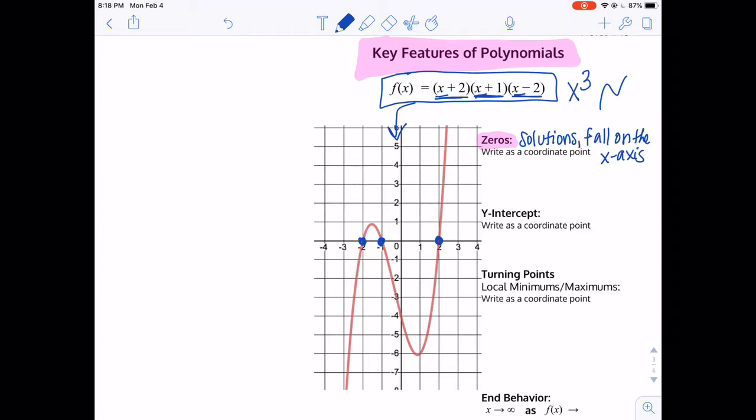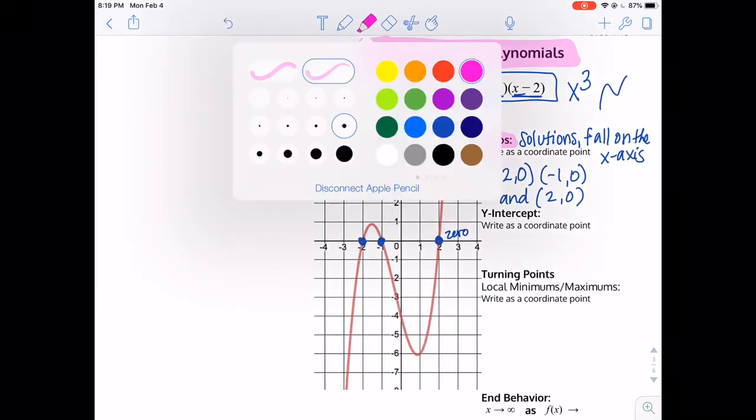When we write them as a coordinate point, I could say -2, 0, -1, 0, and 2, 0. We can see them on the graph right here. I'm going to call this a 0. For these, it's really easy to see that they're right on the line, so they're easy to do. Later on, we're going to check out how to do them on the calculator so we can get a more exact answer.